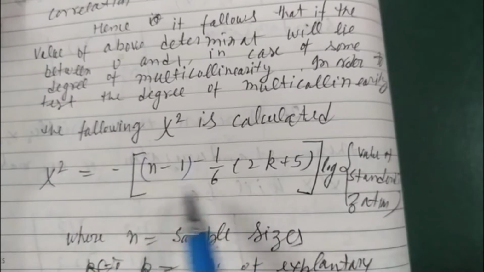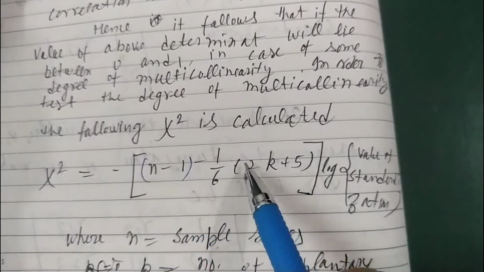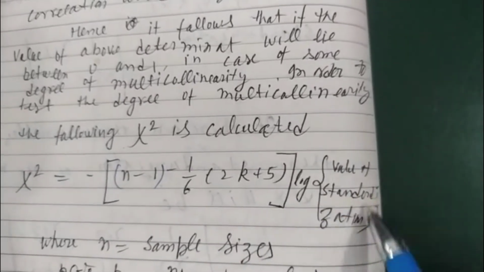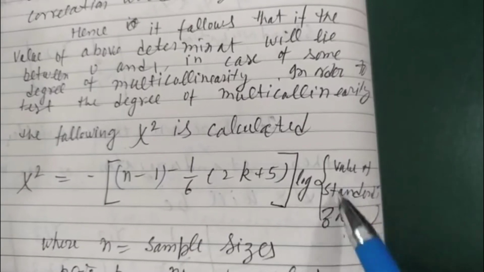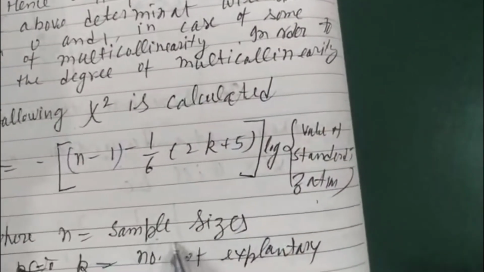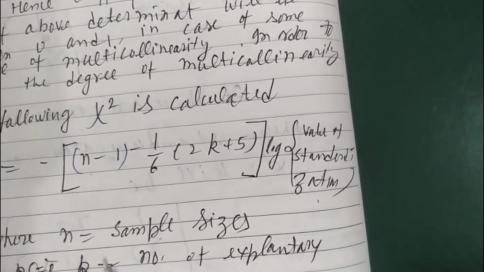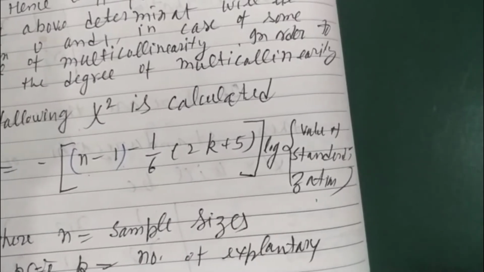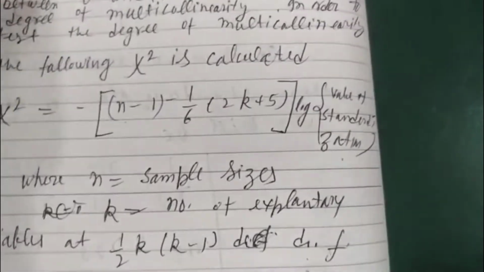Chi-square is equal to minus in bracket n minus 1 minus 1 upon 6 in bracket 2k plus 5, log of the value of standardization. Here we calculate the value of standardization by solving this determinant, where n is the sample size, k is the number of explanatory variables, with 1 upon 2 k minus 1 degrees of freedom.